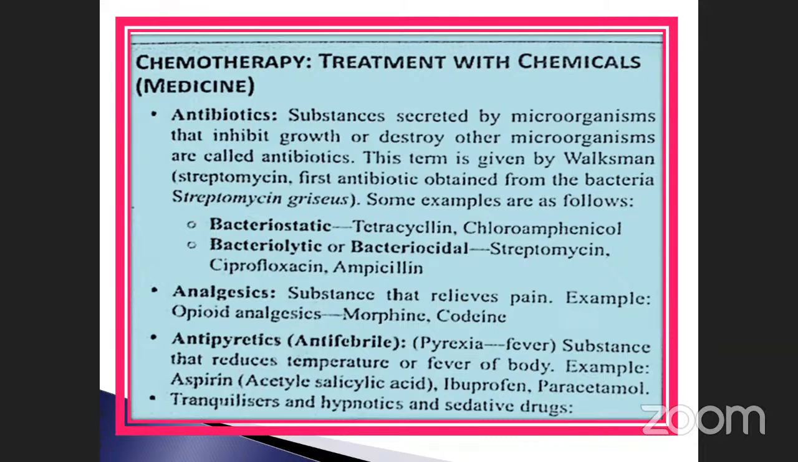Chemotherapy, chemical substances. The first one is called antibiotics. Antibiotics is nothing but a microorganism secreting some substances, and those substances also inhibit the growth of another microorganism. So it is called antibiotics. The antibiotics term was given by Waxman. And which one was first isolated? Streptomycin. The first antibiotic obtained from the bacteria Streptomyces griseus. Okay, it is also one of the cocci, isn't it? Streptococcus, streptomycin. Okay, and bacteriostatics.